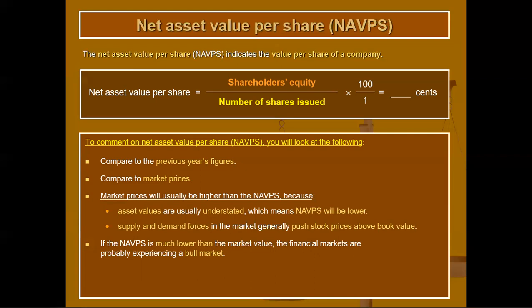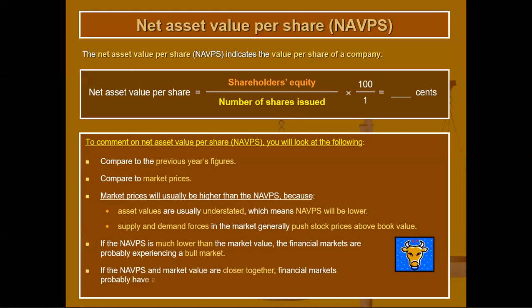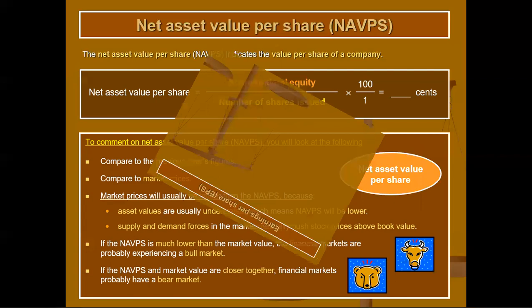A bull market simply means that financial markets are doing very, very well. Okay, the economy is doing well. Basically, most companies in South Africa are generating enough profits or revenue. A bull market simply means markets are good, and a bear market means that financial markets are just crashing. They're not making enough returns. They're not making enough value. And that's the situation that is facing South Africa at the moment. Okay, that's what net asset value per share is.